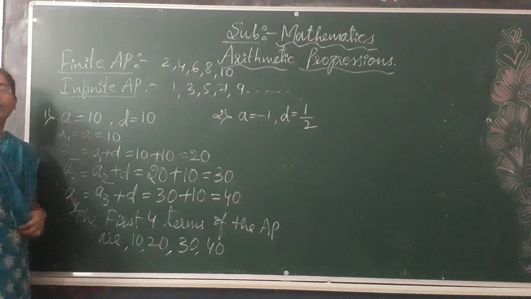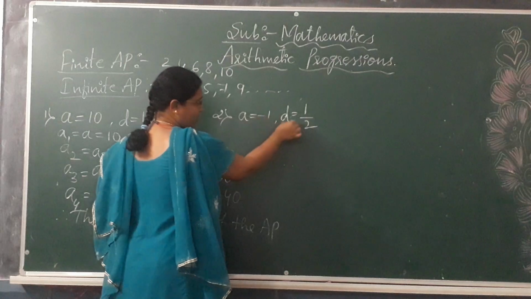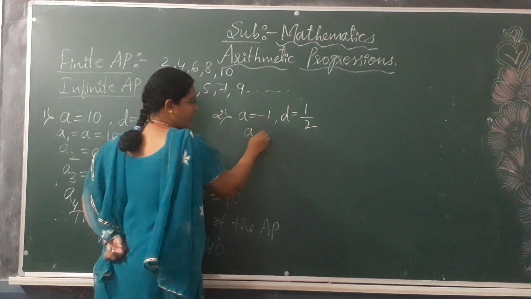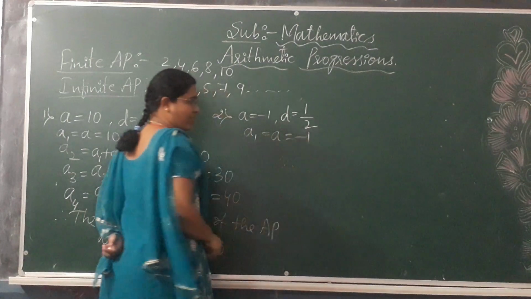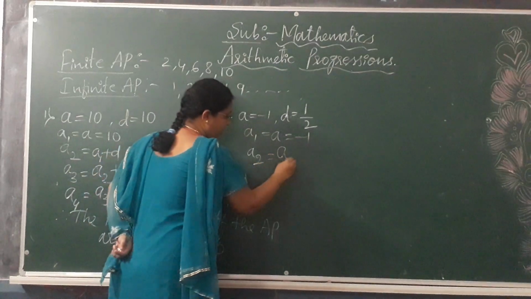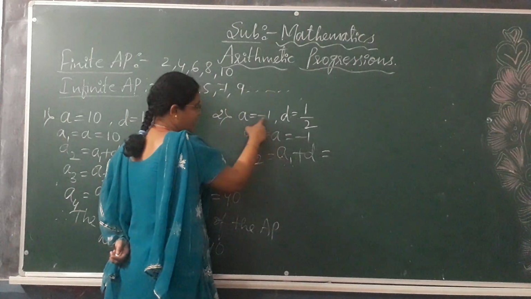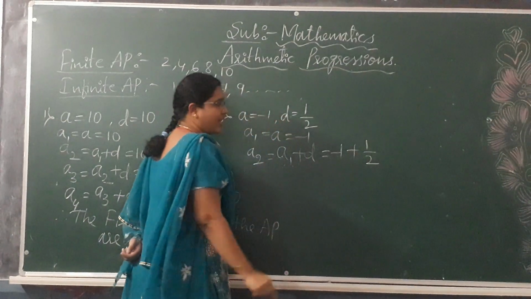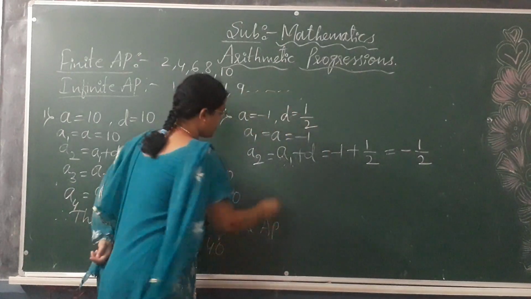In this method only, let us solve one more problem, that is first term a equals minus 1 and common difference d equals 1 by 2. Already we know A1 is the first term, it is also equal to a, that is minus 1. Let us find the second term. A2 is equal to first term A1 plus common difference d, which is minus 1 plus 1 by 2. Adding these two numbers, we get minus 1 by 2.